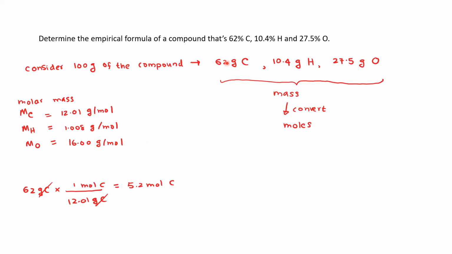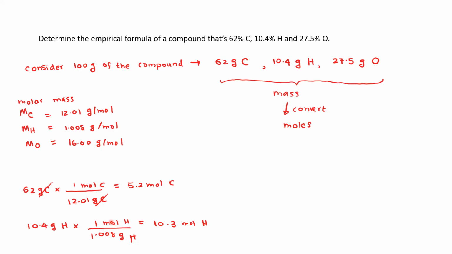So we are going to start with 62 grams of carbon, because 100 grams of the compound has 62 grams of carbon. This is the amount we are going to convert to moles. We are going to use this information in a fraction so that grams carbon cancels out grams carbon, and the number of moles of carbon is 5.2.